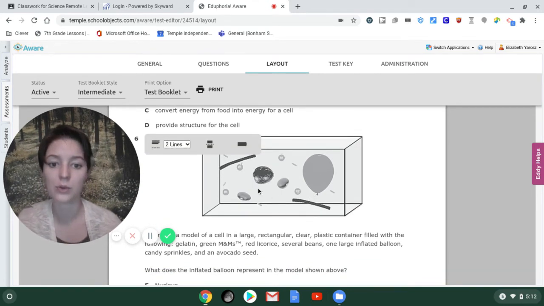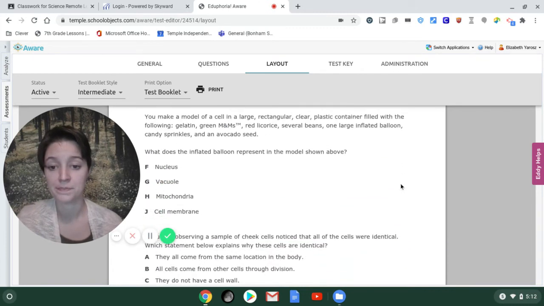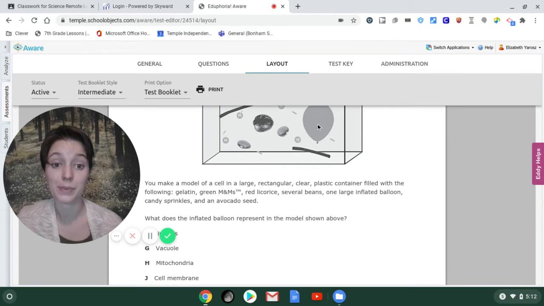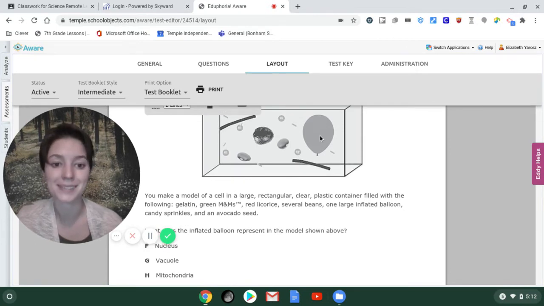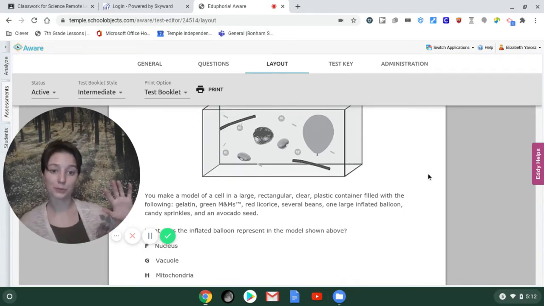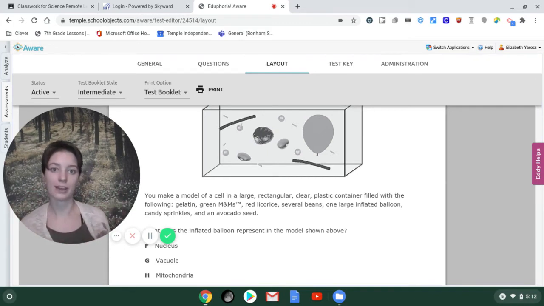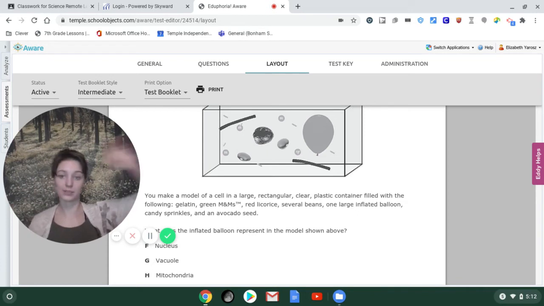This avocado seed might be the nucleus. The balloon is the biggest, and if you think about the pressure from a balloon, the air in the balloon is pushing outward. It's making the rubber of the balloon nice and taut. That's kind of the same function of the vacuole. It's pushing the cell outward in all directions.